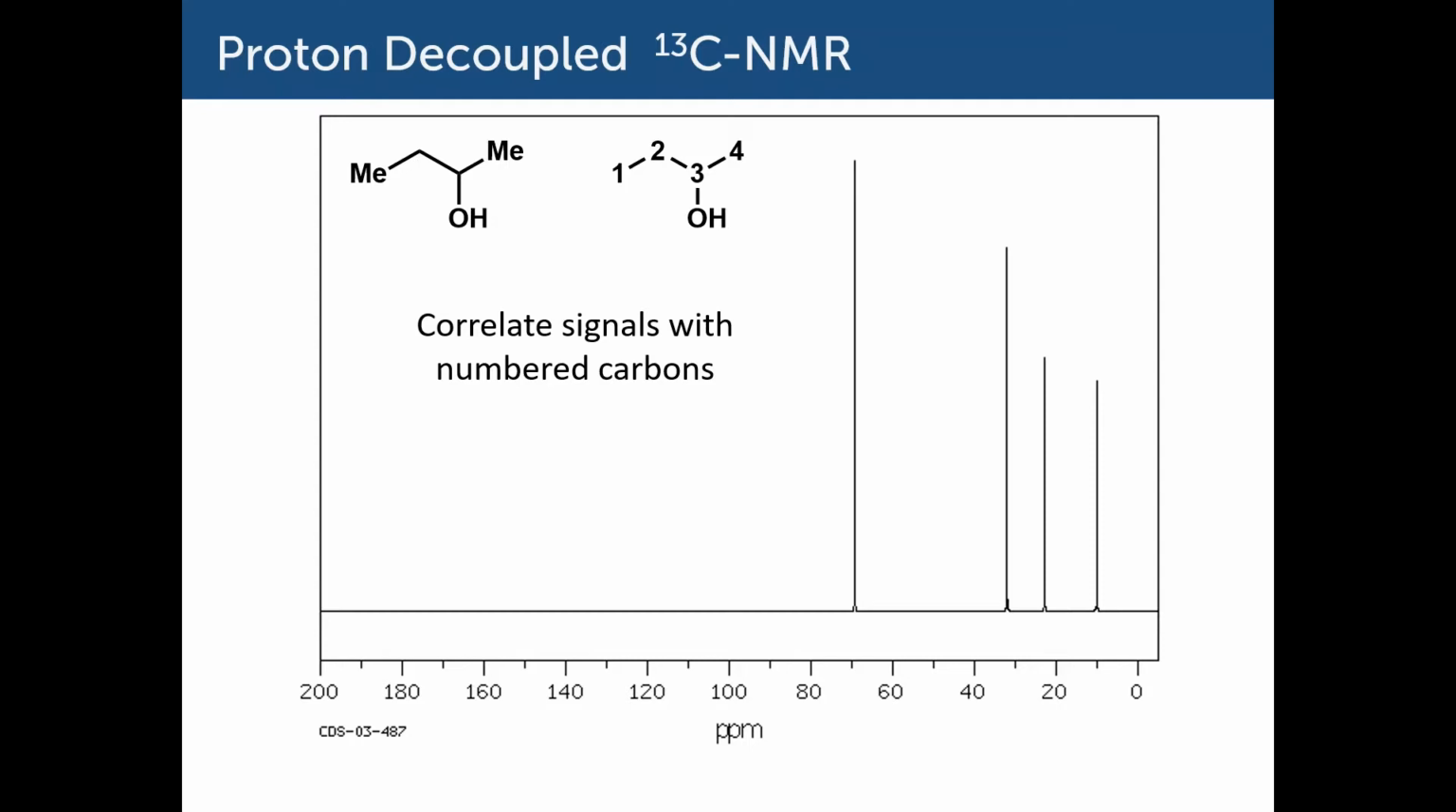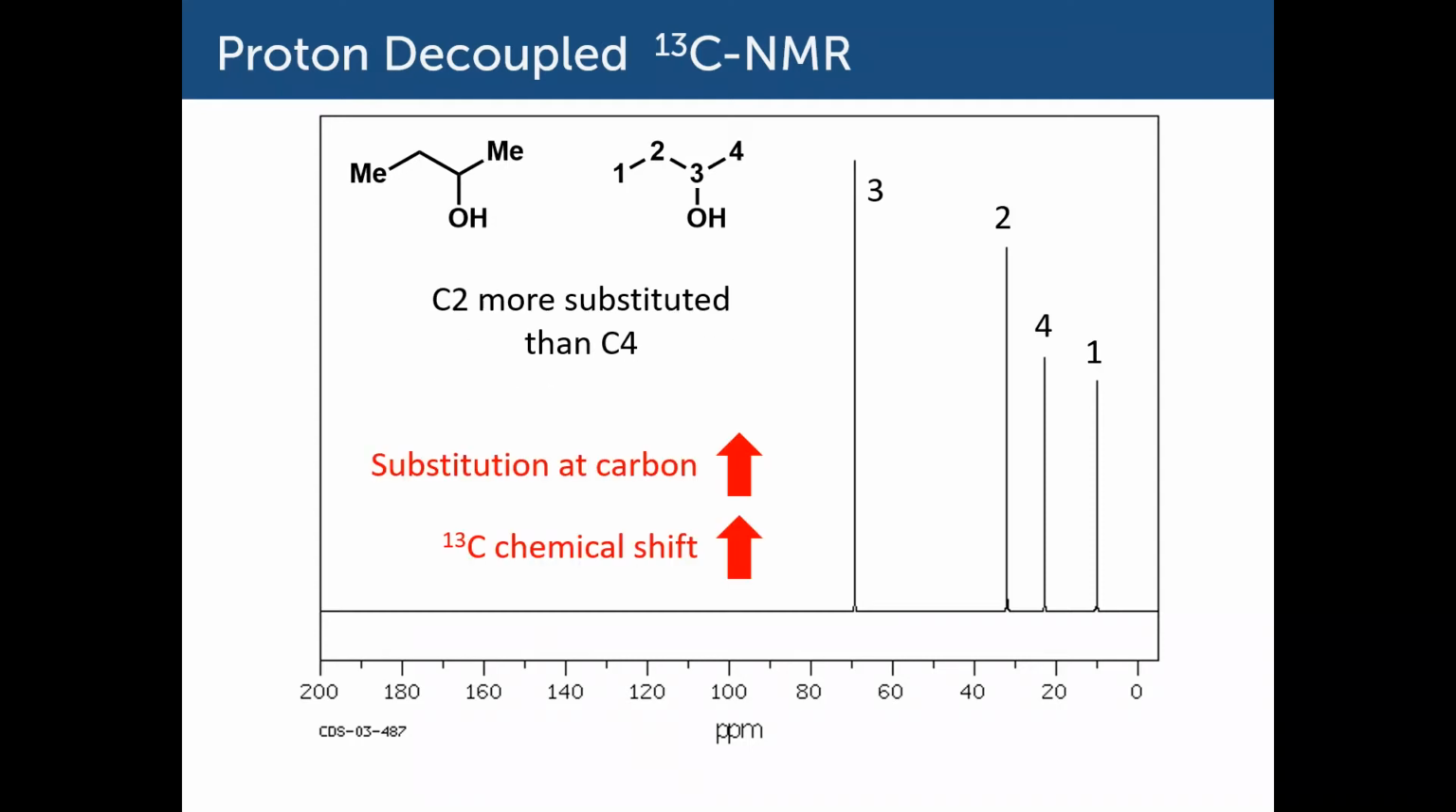But assigning carbon 2 and carbon 4 would be a little bit more challenging because they seem to be the same distance away from the oxygen. And now we're trying to decide: carbon 4 has 3 hydrogens attached, carbon 2 has a carbon-carbon bond that carbon 4 doesn't have. Those differences aren't going to be easy for us to parse, but it turns out that there's a general rule here: as the substitution at carbon goes up, so does the C13 NMR chemical shift. So you can see the total assignments here on the spectrum.